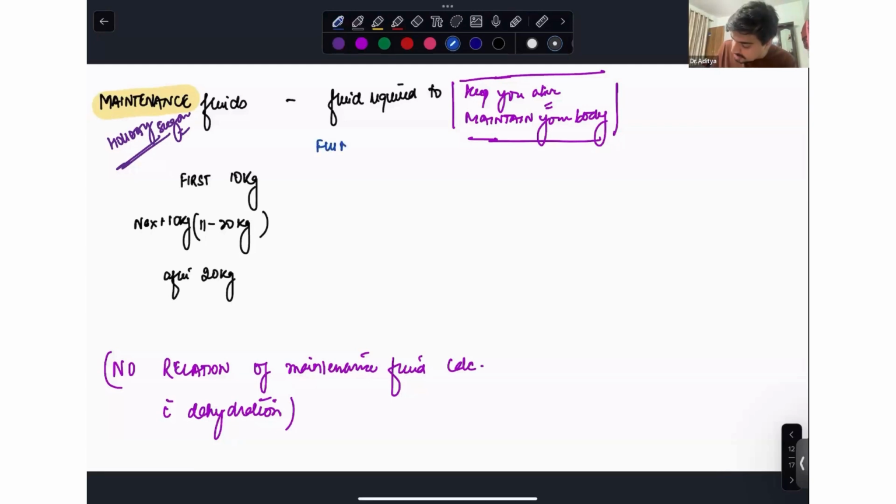the fluid required is 100 ml per kg. 100 ml per kg for every kg in what? In 24 hours. Because it's daily maintenance fluid.